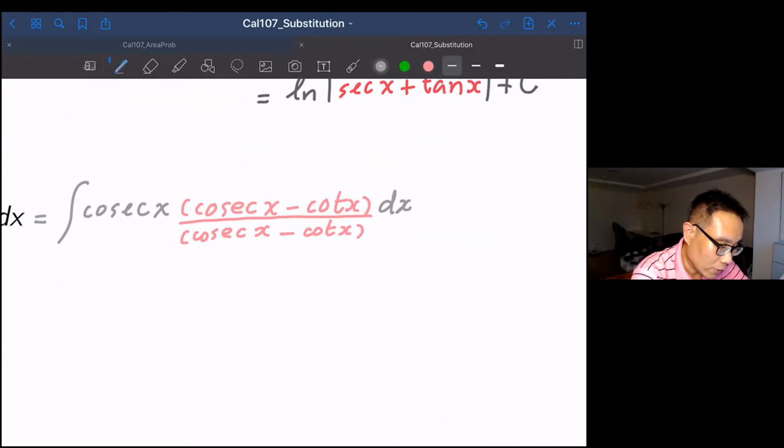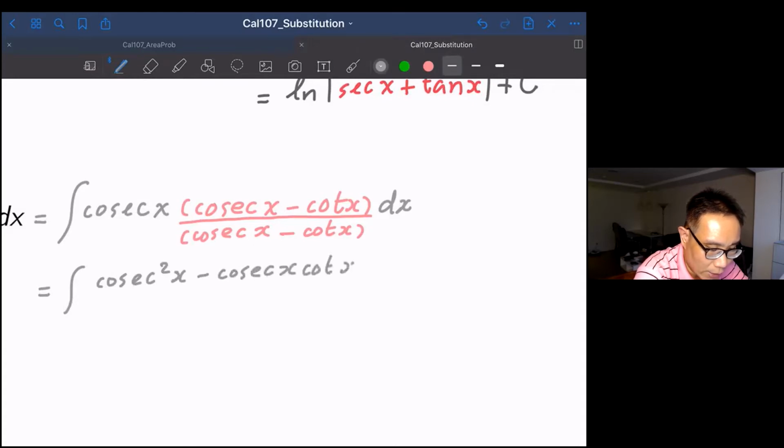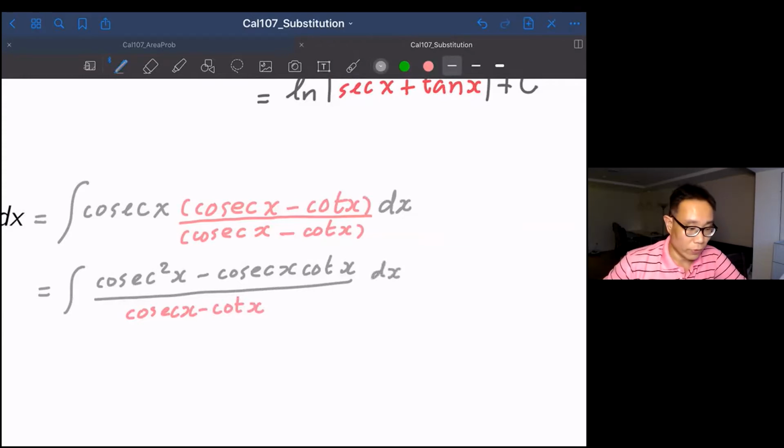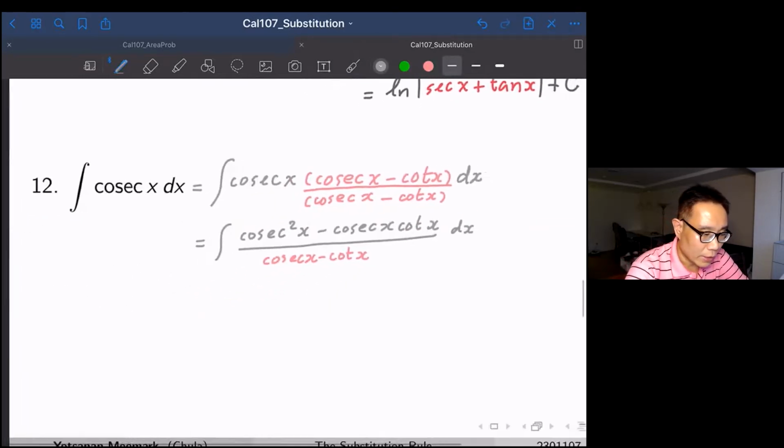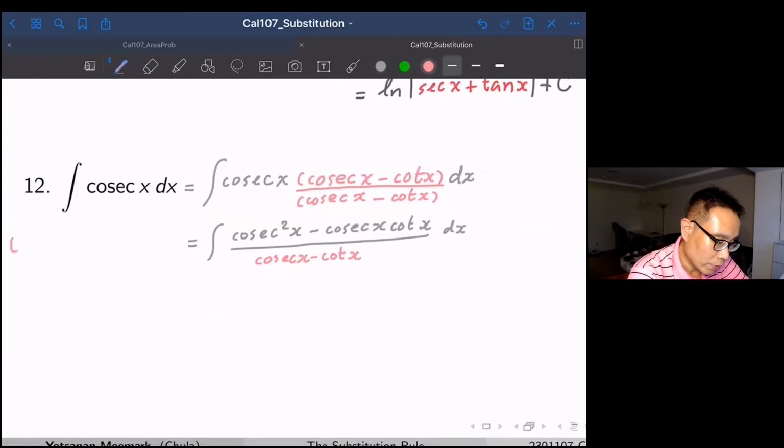And for this one, you see that if you multiply the top part, you get cosec square x minus cosec x cotan x, and you have everything over cosec x minus cot x dx. Okay, so this is the one that we have, and I'm going to let u be the bottom, like we have in the previous example. So you have u equals cosec x minus cot x.